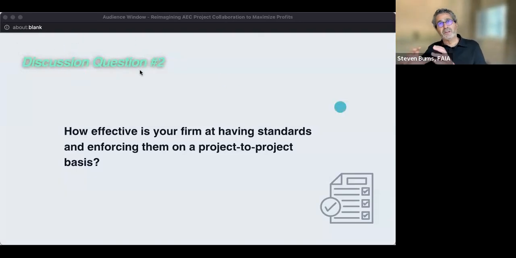So I'd like people to think of standards for a firm not just as being in the deliverables, but think about the standards that you use for managing the firm, and more specifically managing the projects.